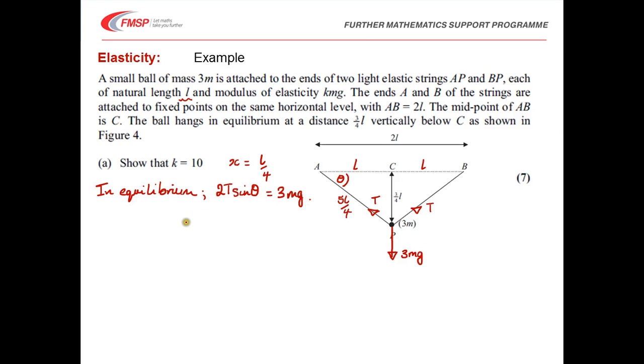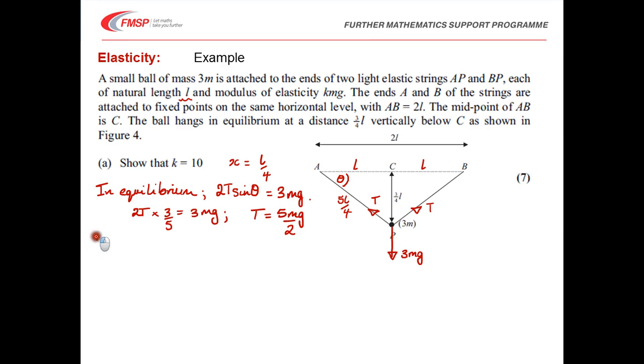I can replace my sine theta in there just by looking at the triangle. My sine theta is going to be opposite over hypotenuse, which is 3/5, and that's equal to 3mg as stated. So, doing a little bit of rearranging, that gives me the tension in the strings is given by 5mg over 2.